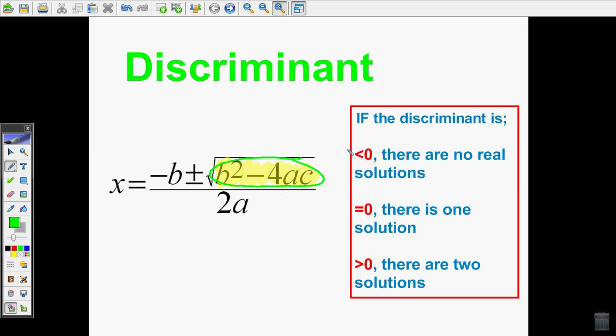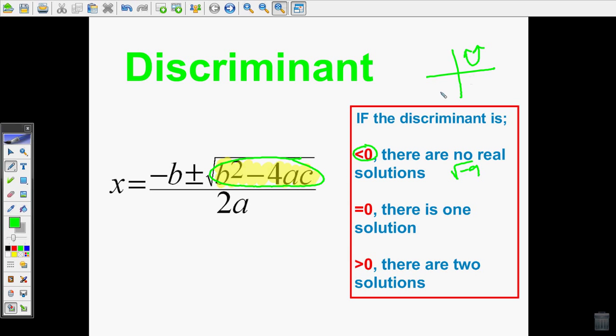If the number under the square root is less than 0, that means there are no real solutions, because you can't take the square root of a negative number. They're complex numbers, but you haven't learned about that yet. So there are no real solutions. It just means that the graph is going to look something like this, where the parabola is not touching the x-axis.